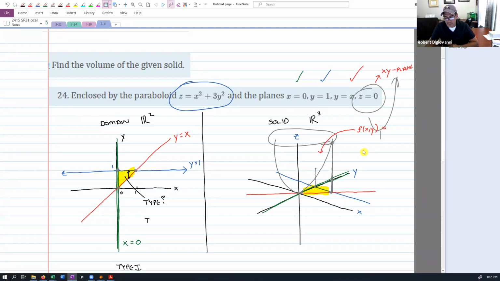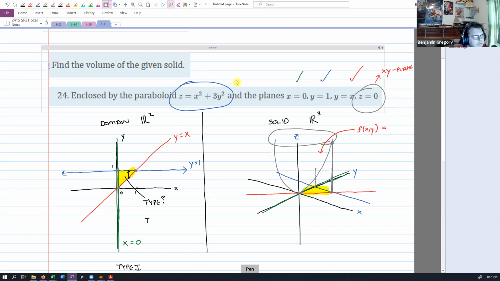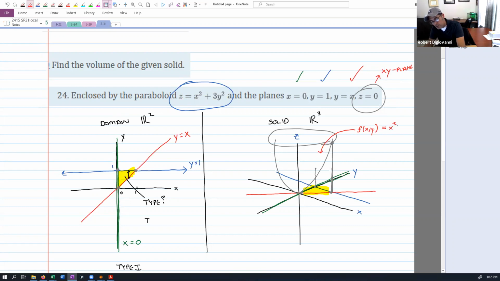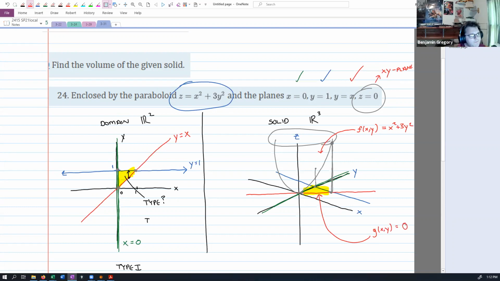What is it? That x squared plus 3y squared? Yeah, it's this paraboloid, right? Solved for z so that we can look at it as a function of x and y. So it's just x squared plus 3y squared. Now, what's the bottom of our surface? The g function. Zero. 0, because that is this thing right here.